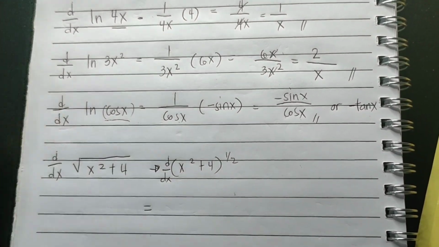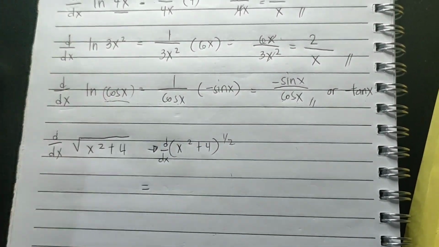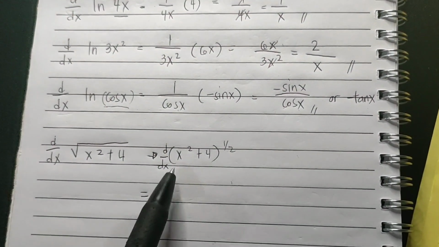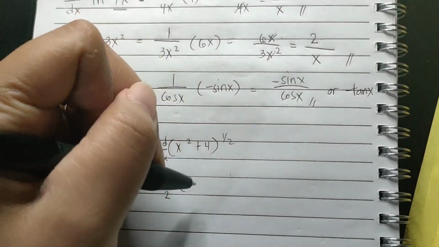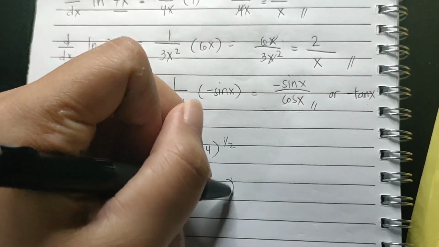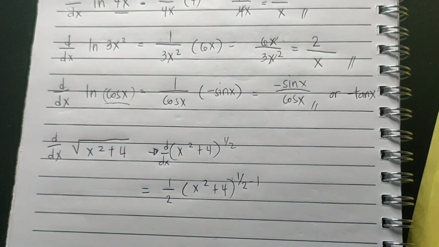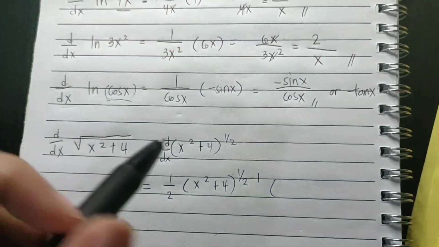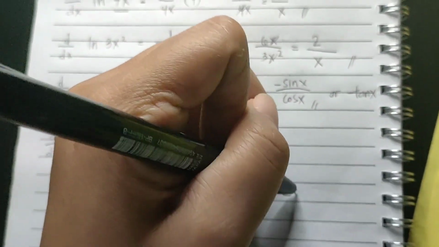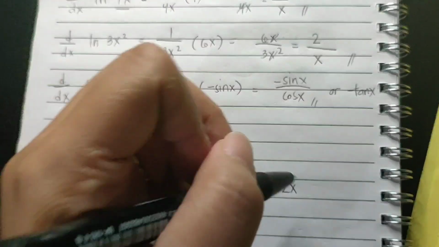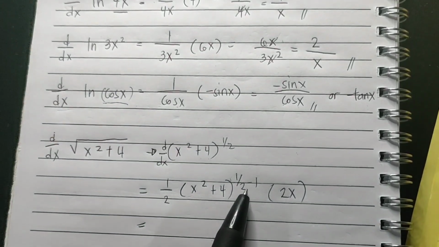So, ngayon apply na natin dyan, class, yung kagaya nung nauna, yung sa rational, sa algebraic function. So, 1/2, ilalagay lang natin yan sa unahan. So, 1/2, and then copy yung nasa parenthesis, which is x squared plus 4. And then, 1/2, di ba nagma-minus 1 tayo? So, 1/2 minus 1. Multiply sa derivative ng nasa loob, x squared, derivative niya ay 2x. Derivative ng 4 ay 0. So, 2x na lang.